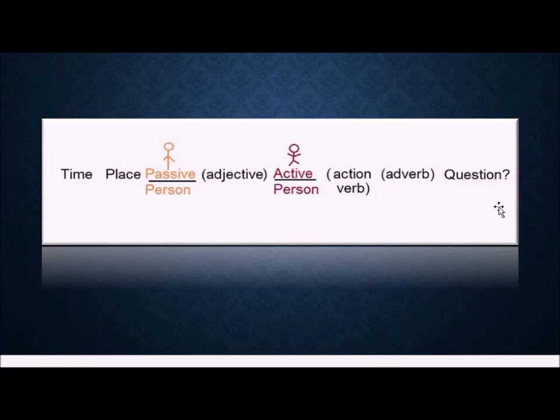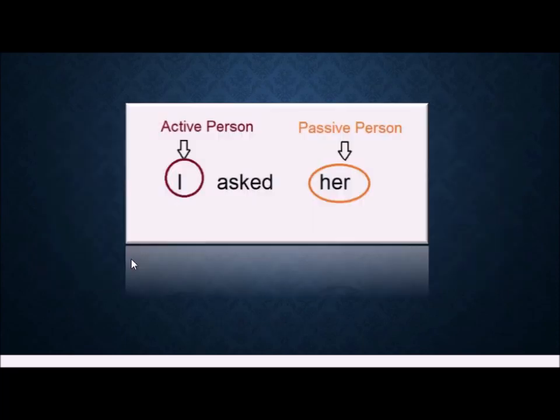Now remember, we are not doing grammar for English. We are doing grammar for sign language. So if you notice, the sentences that I used, they were English sentences because they were not structured in this order. Now let's have a look at an example. So we have this simple example. I asked her. So if you've noticed, I is the active person because I asked. Her is the passive person.